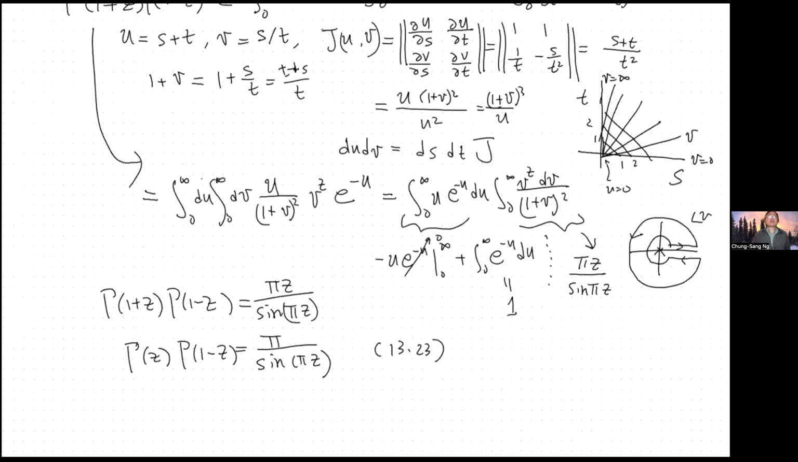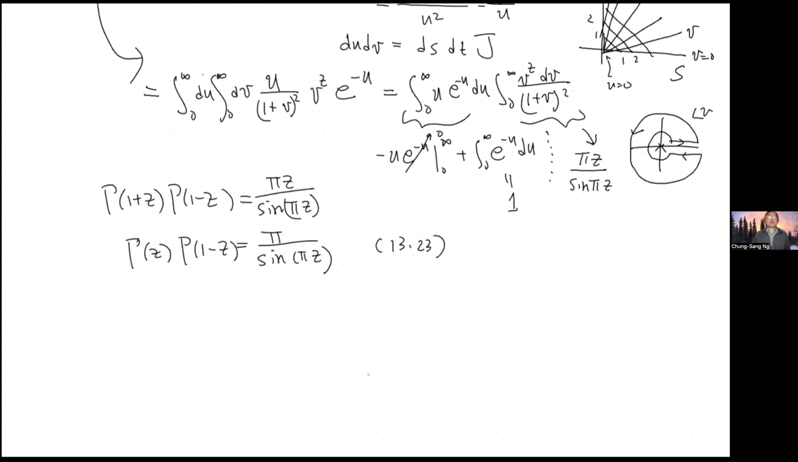So we discussed it a little bit more. Basically, that gives you another relation. This is actually a reflection formula. Once you have gamma z, you can get gamma 1 minus z. So that's the so-called reflection formula. That gives you another way to calculate unknown gamma function values from known values.